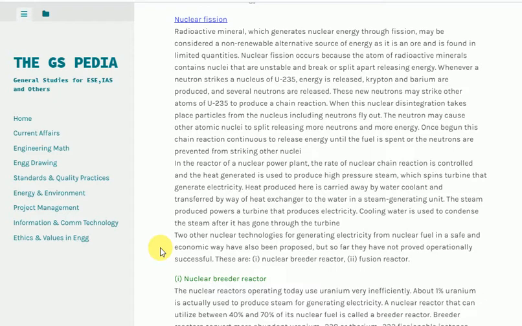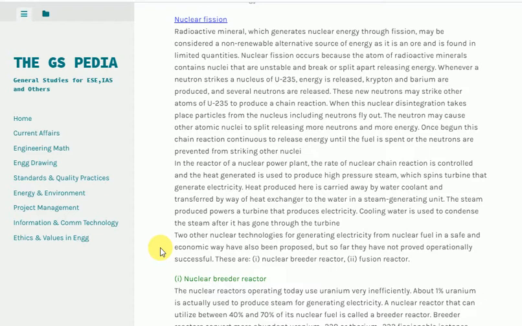the heat generated is used to produce high-pressure steam, which spins turbines that generate electricity. Heat produced here is carried away by water coolant and transferred by way of a heat exchanger to the water in a steam-generating unit. The steam produced powers a turbine that produces electricity. Cooling water is used to condense the steam after it has gone through the turbine.